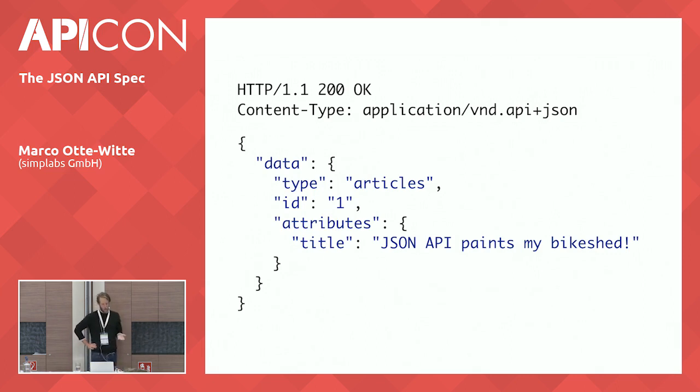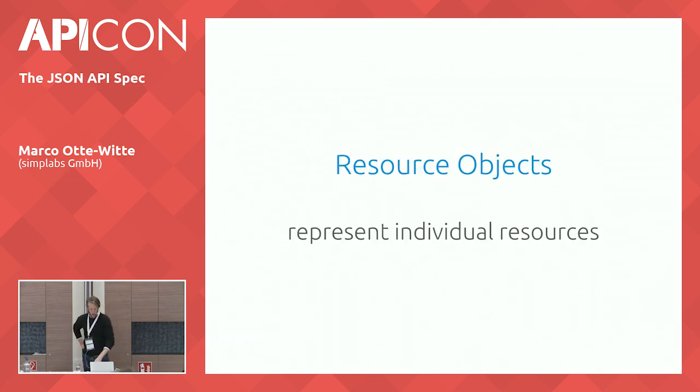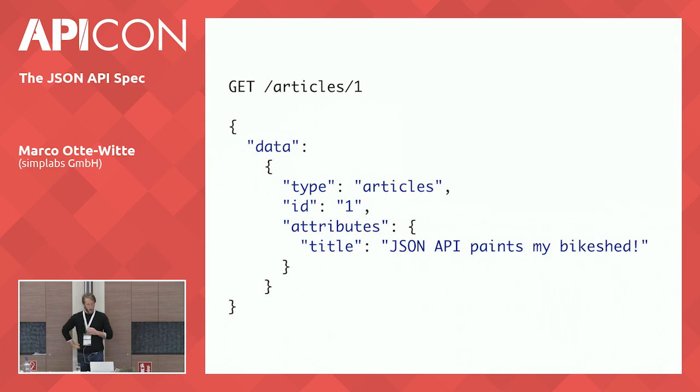Obviously, the payload is the most interesting part about the spec, really. So what you see here is a resource object. And resource objects are really at the core of the spec. They represent individual resources. So if we look at the same response again, then we see we request an individual article here.